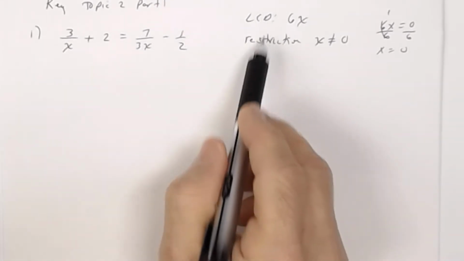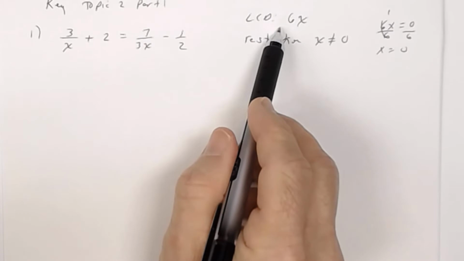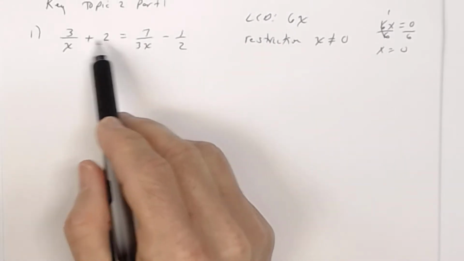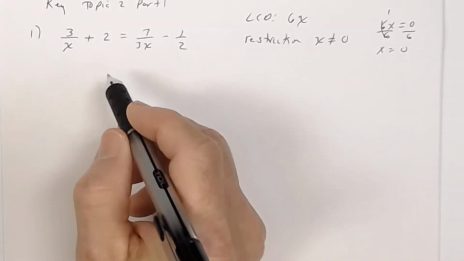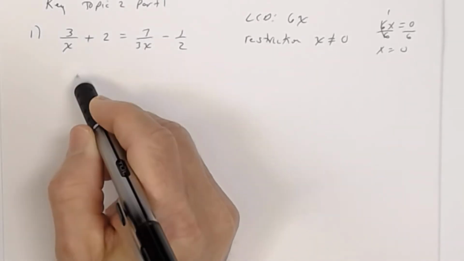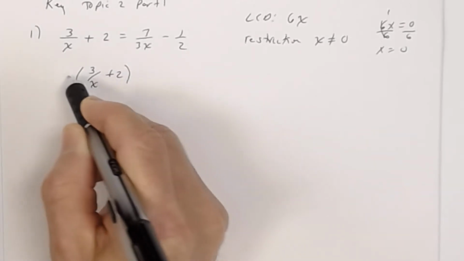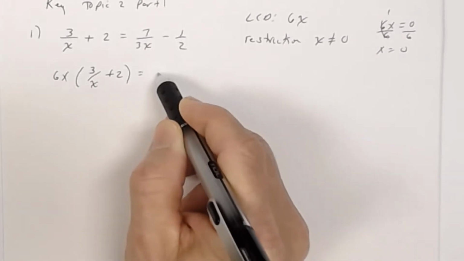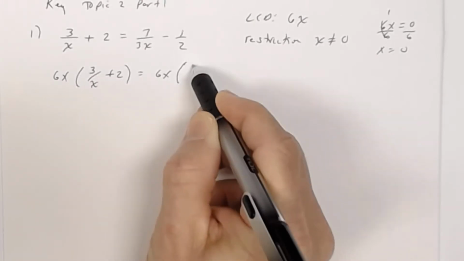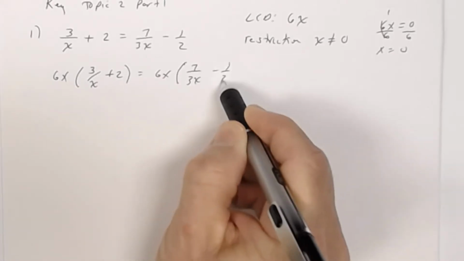Okay, once you find both of these, the next thing you want to do is multiply both sides by the least common denominator. Notice that on this side there are 2 terms, and on this side there are 2 terms as well, so I'm going to use parentheses. I'm going to say 3 divided by x plus 2, and then you multiply that by 6x. And again, what you do to one side, you have to do to the other. So do the same thing here: 6x times this side, 7 divided by 3x minus a half.